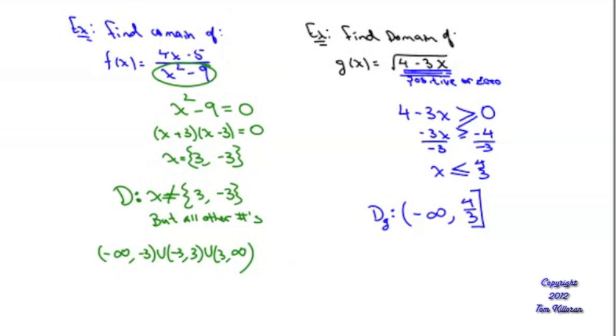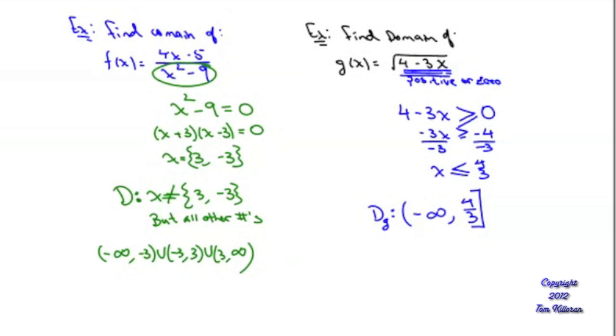You can pick any number from 4/3 off to the left. Negative 5, negative 10, negative 100, whatever. Just as long as you don't pick 2. Because watch what happens when you pick 2. 3 times 2, 6. 4 minus 6. And now you're taking the square root of a negative number. And you can always test your interval if you want to make sure you got it going in the right direction. Pick a number that's not in your interval and make sure it doesn't work. If it does work, then you went the wrong way.